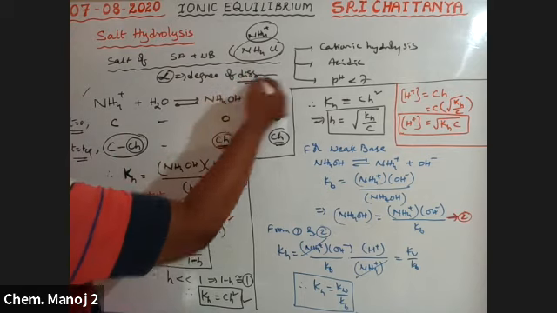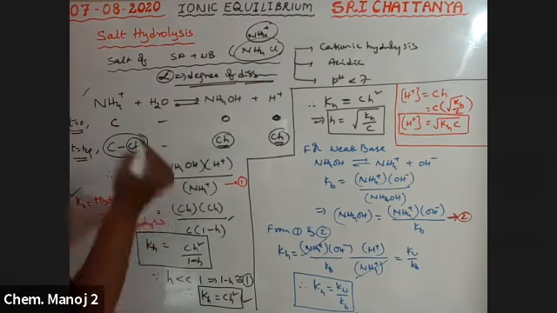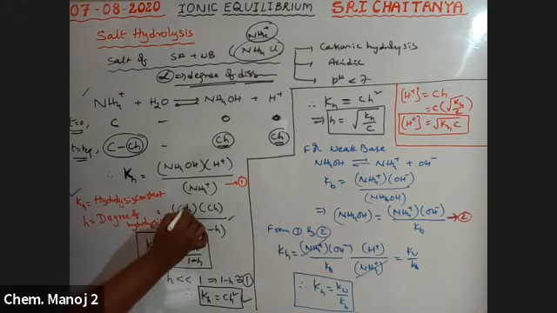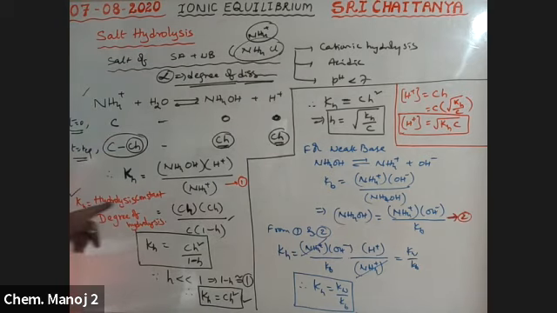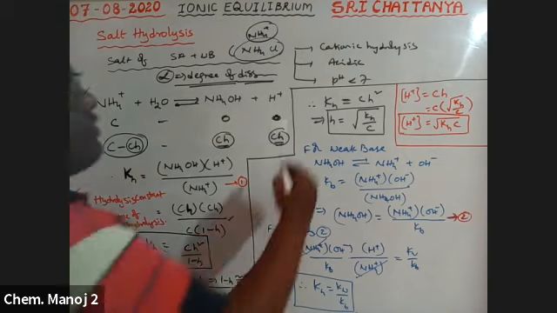Here dissociation takes place, that's why it is called degree of dissociation. Here hydrolysis takes place, that's why this h is called the degree of hydrolysis. Kh is the hydrolysis constant and h is the degree of hydrolysis. So, from this, Kh is equal to Ch square.